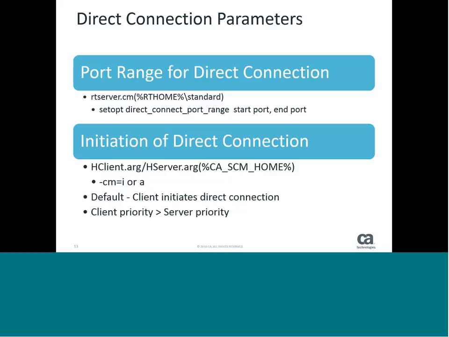By default, if nothing is specified, the client will initiate the direct connection, and hserver will be the server for this direct connection. And let's say both entities specify something, like -cm equal to I, or both parties specify some parameter. In that case, whatever parameter is specified at the client end of the direct connection will be the priority.